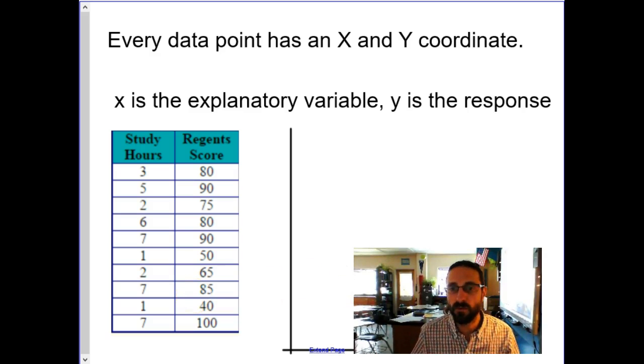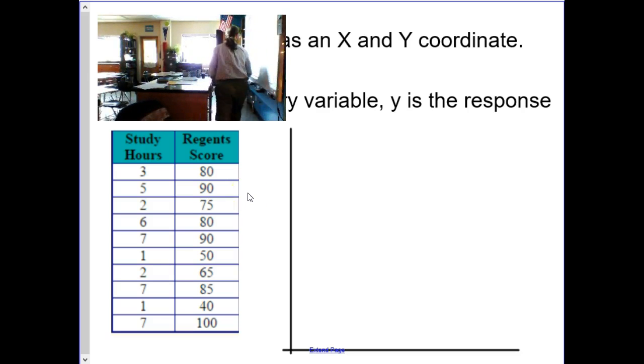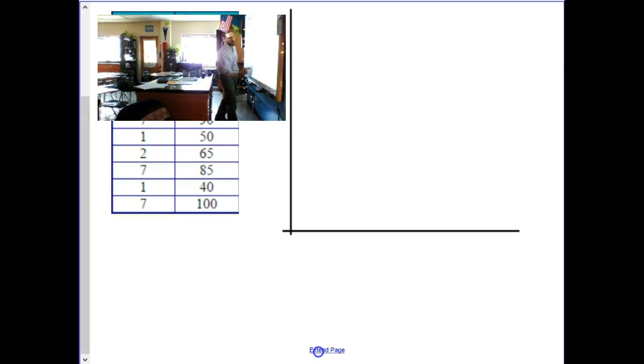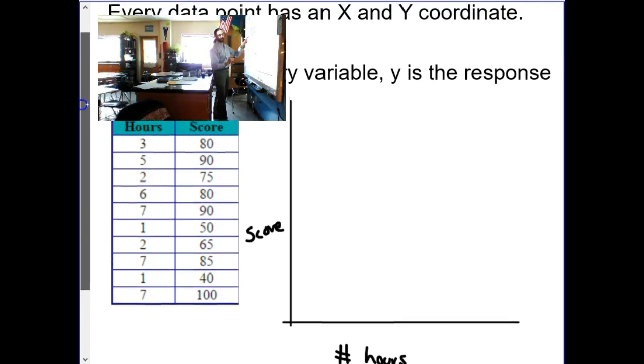So what I'm going to do, let me move myself out of the way. I'm going to go over to the board here and I'm going to call it out and help you set up a scatter plot. So we have to use labels. On the x-axis is going to be the number of hours. The y-axis, of course, is going to be the score.